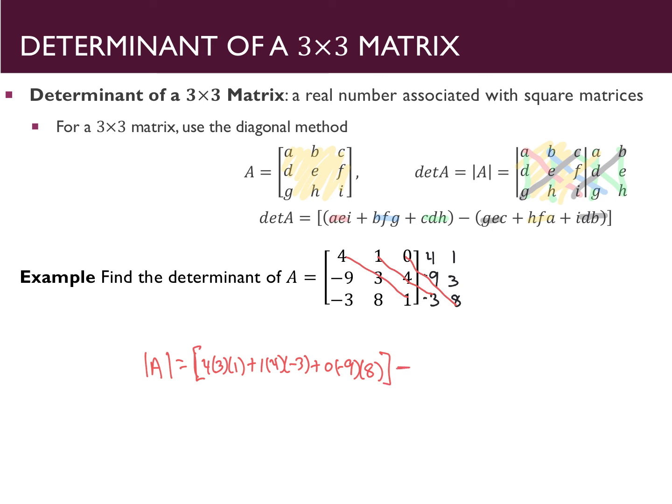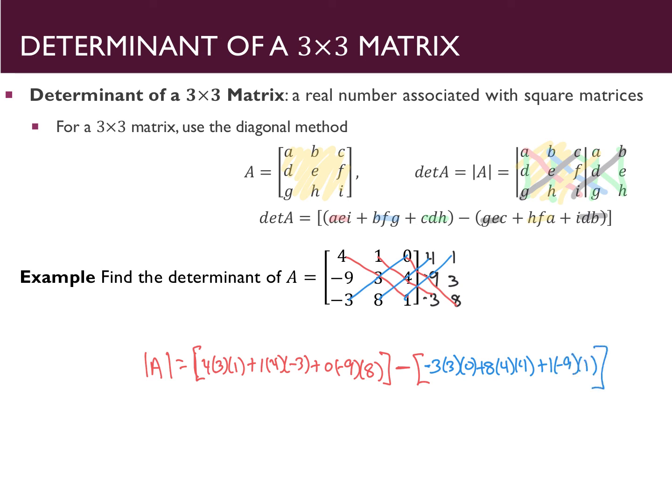And then we will subtract the diagonal going the opposite way, starting from the bottom left. So negative 3 times 0, plus 8 times 4, plus 1 times negative 9 times 1.